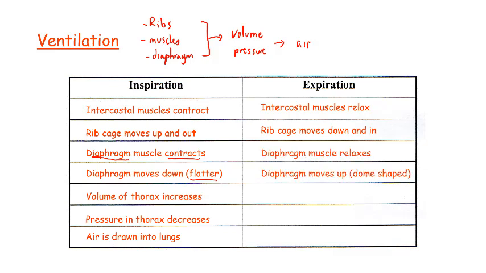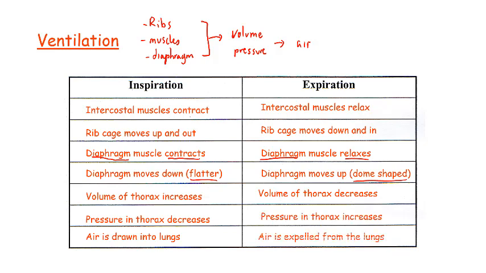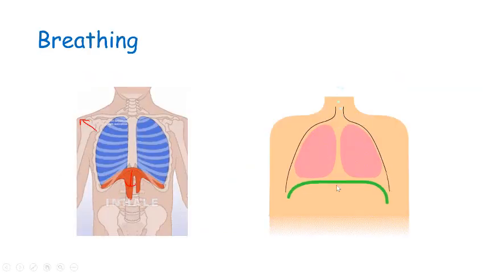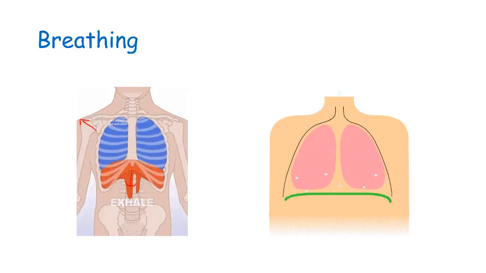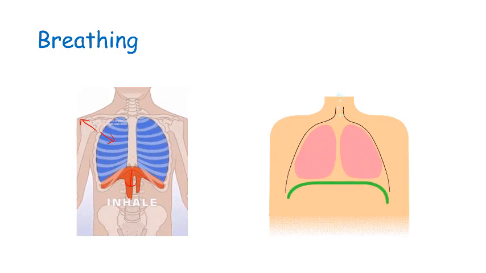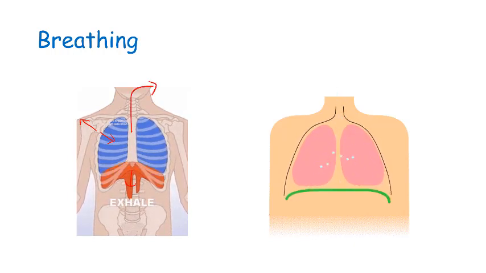The diaphragm muscle will relax and become dome shaped. This decreases the volume, so it increases the pressure in the thorax. So air is expelled. Now again, looking at this, the diaphragm moves up, rib cages move in, so the volume in the lungs decreases, which forces air upwards and out.